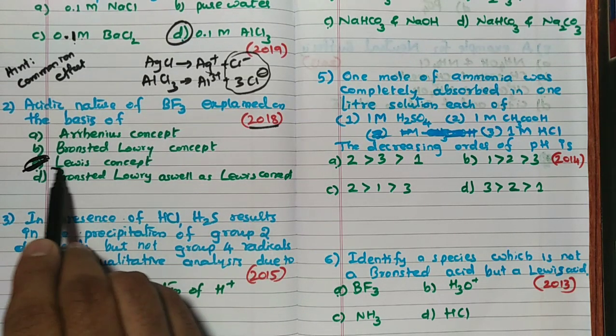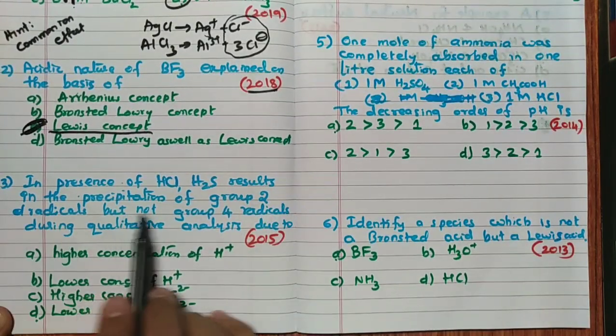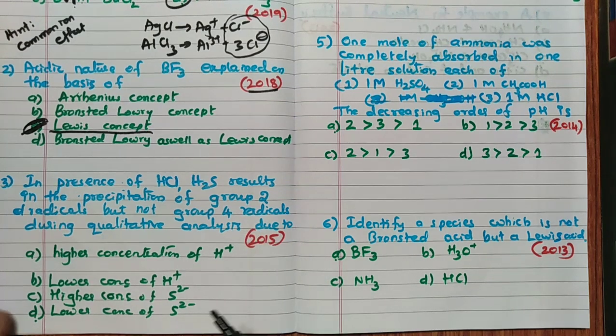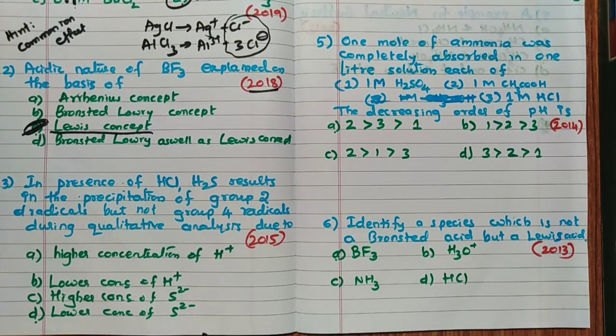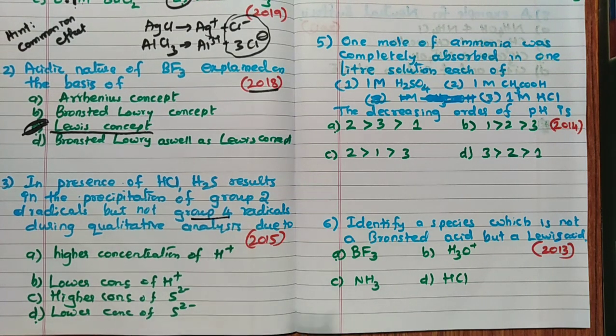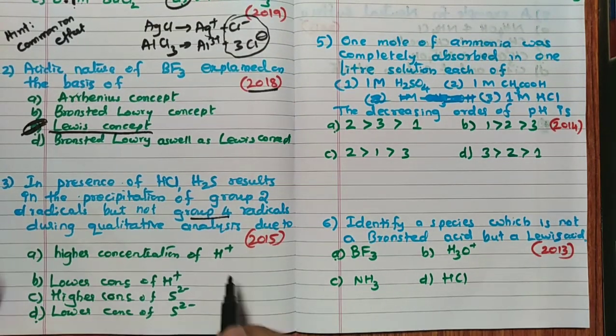Remember, Lewis concept. Now, in presence of HCl, H2S results in the precipitation of group 2 radical, but not group 4 radical. See, if you remember, for group 2 radical we add original solution or salt solution plus HCl plus H2S. Only group 2 radical gets precipitated, not group 4. What is the reason for that, they are asking. And that is called common ion effect. Once again, the hint is common ion effect here.